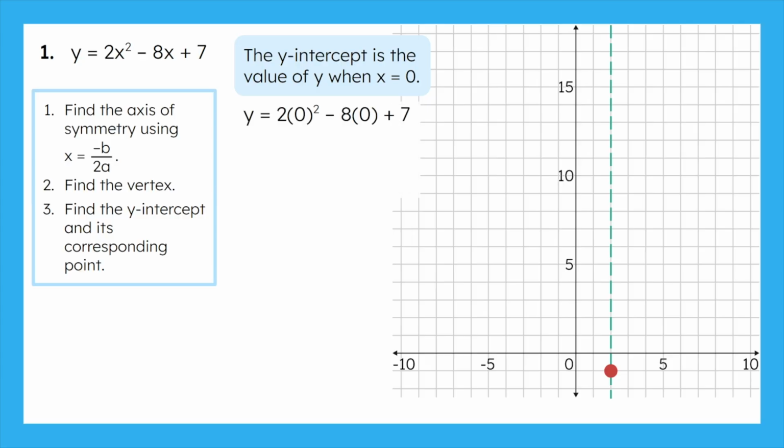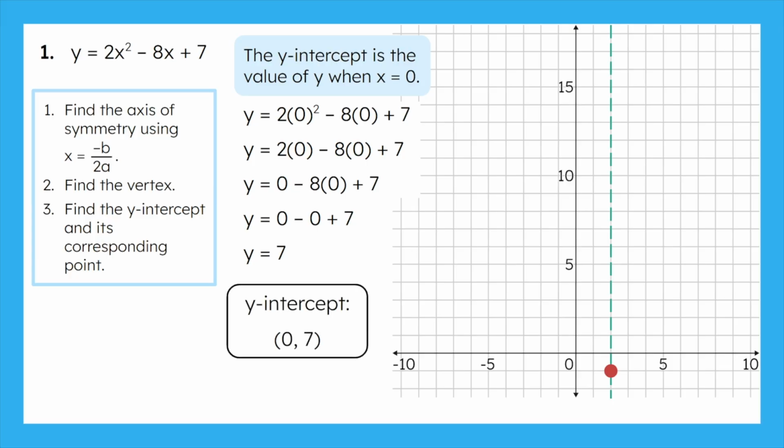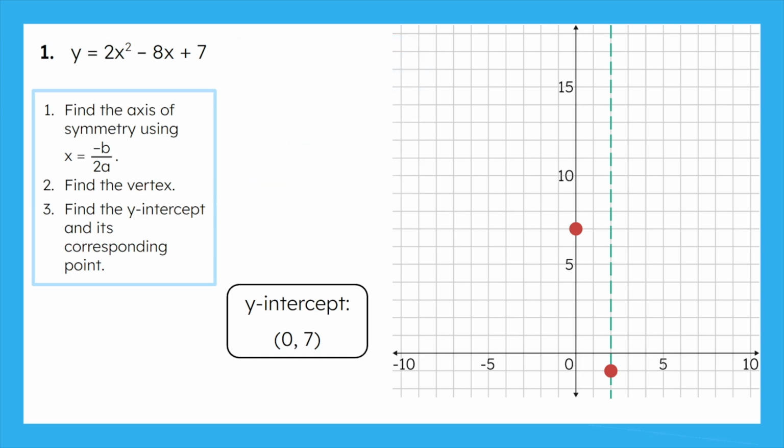Doing that gives us 2 times 0 squared minus 8 times 0 plus 7. 0 squared is 0, 2 times 0 is 0, and negative 8 times 0 is also 0. So what does that leave us with? Positive 7. The y-intercept of this parabola is (0, 7). Let's go ahead and plot that point. Before we use symmetry to plot the corresponding point, what connection do you notice between the y-intercept and the equation?